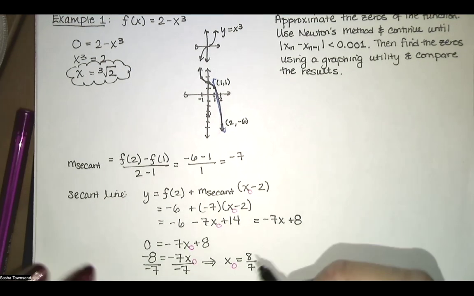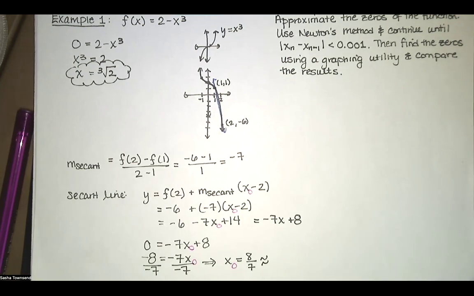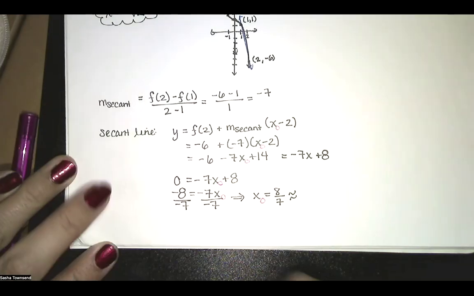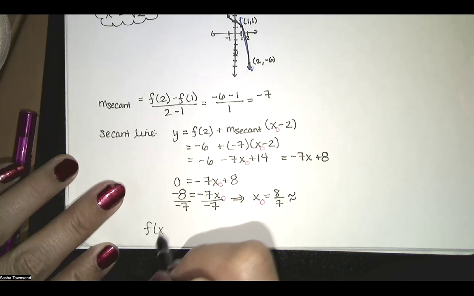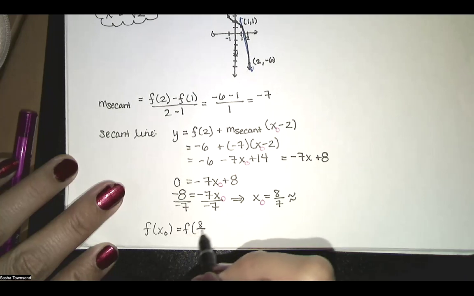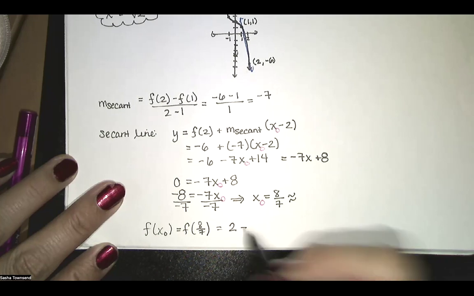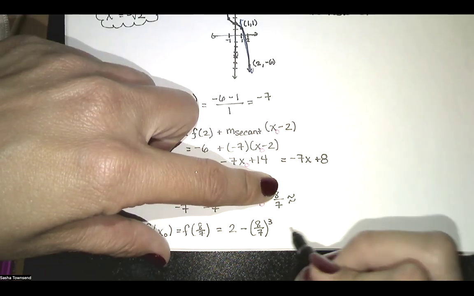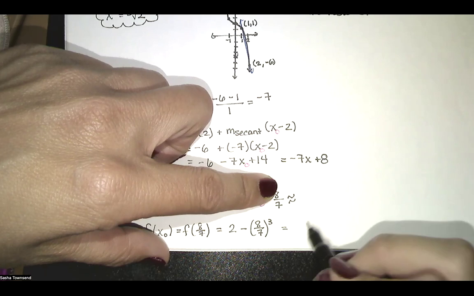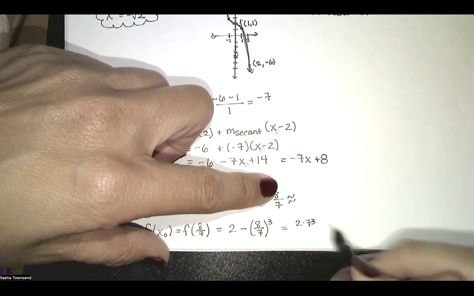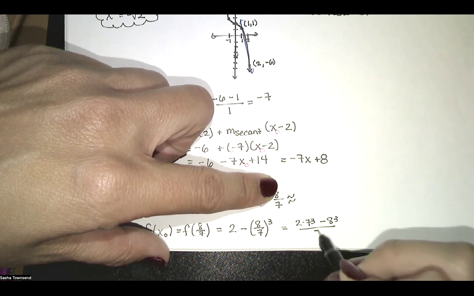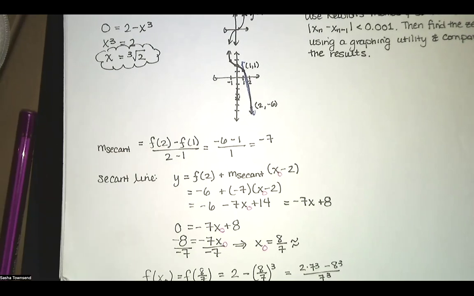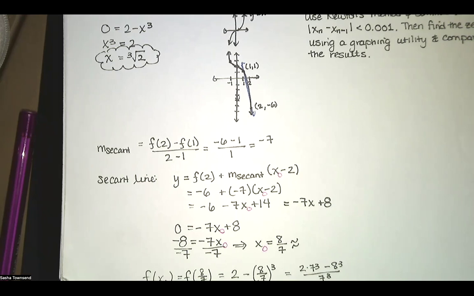And I actually don't know what that is approximately. That's going to be some number. Now, if we evaluate the function at that number, that's f of 8 divided by 7, we have 2 minus 8 divided by 7 cubed. Oh goodness. Actually, I don't know what that number is. We have 2 times 7 cubed minus 8 cubed, all divided by 7 cubed. And I don't know what that is without a calculator. So maybe I can't use Newton's method without a calculator.